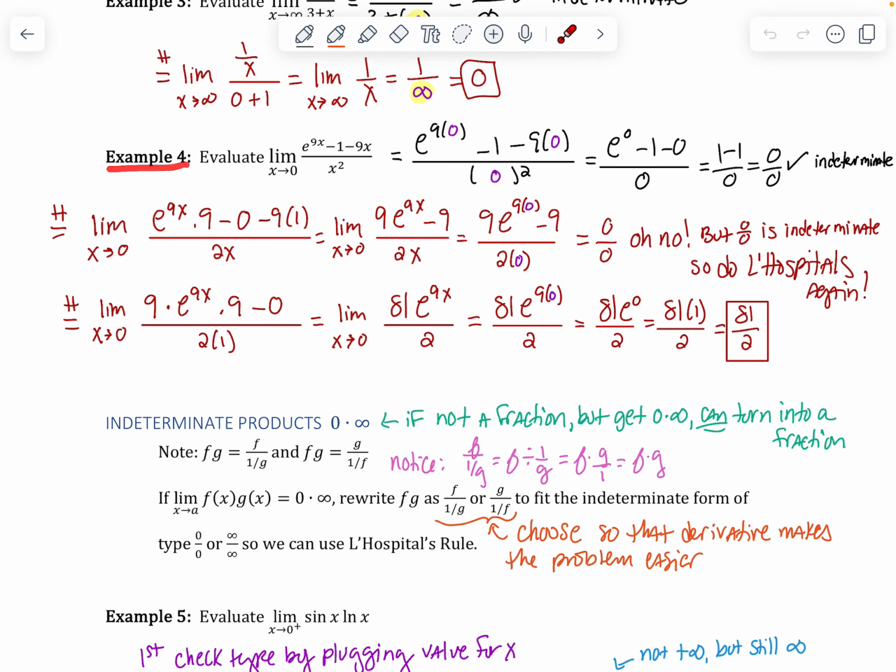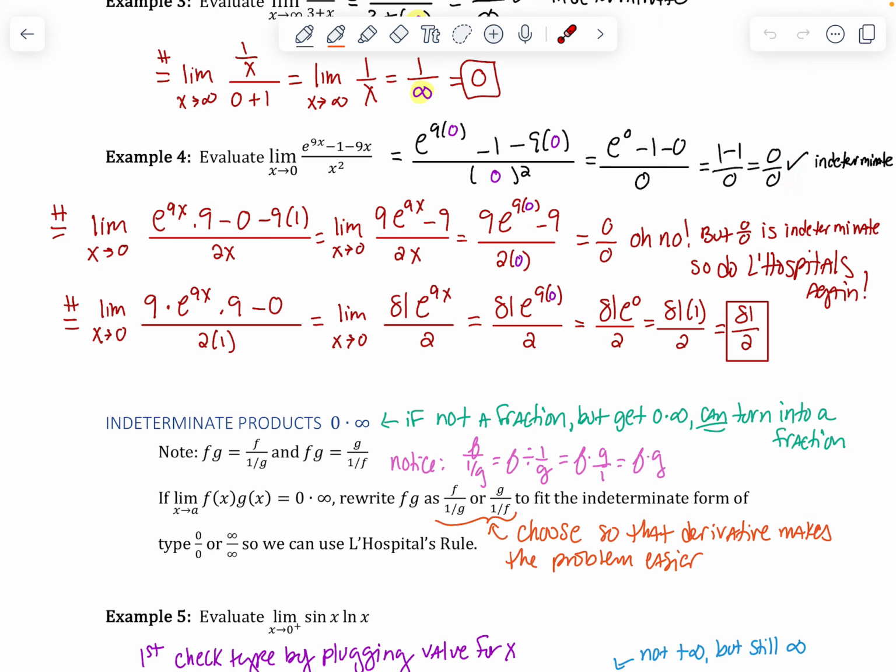Next example, I'm evaluating the limit as x goes to 0 of something that I cannot factor, I cannot take a conjugate of, so we're always just going to start with direct substitution, plugging in 0 wherever my x's appear. This is going to give me e to the 0 power, which is 1. I'm still going to have my minus 1, and 9 times 0 is 0. So I really just have 1 minus 1 in the numerator. Any 0 to any power is just 0, and so I've got my indeterminate form.